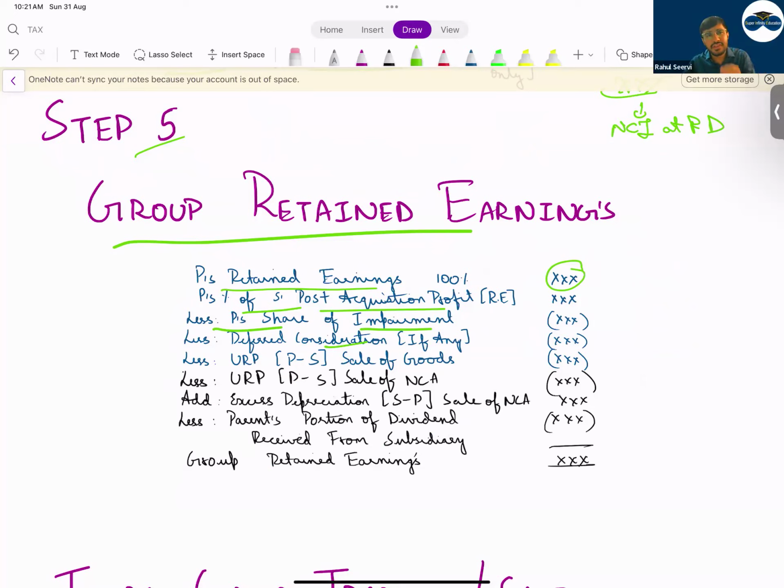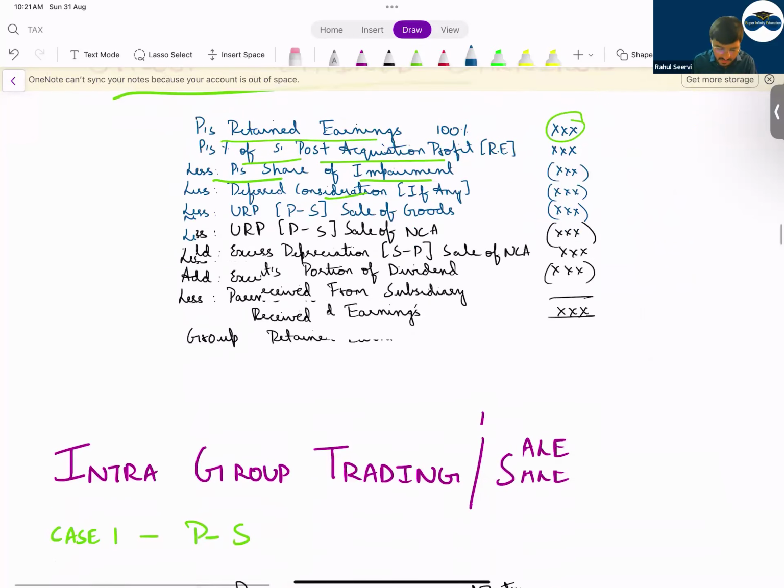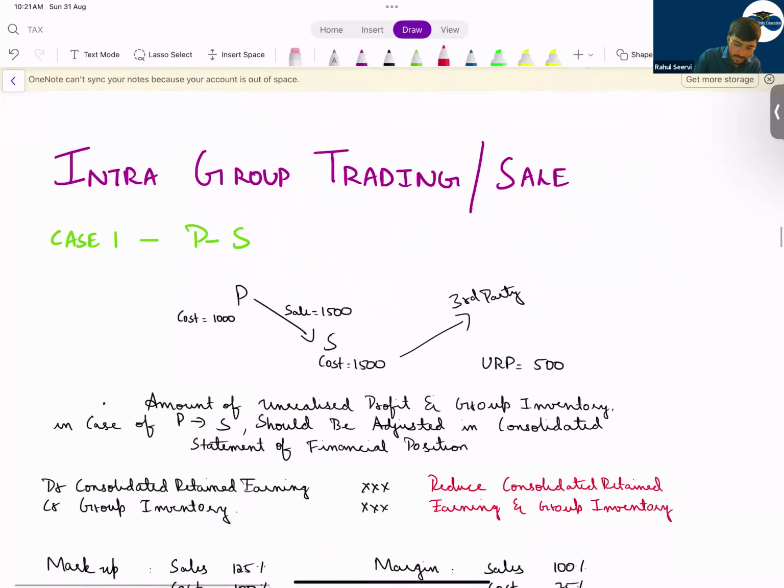I hope it's a very good revision. I'm doing each and everything in detail and mentioning what adjustments can come. I can't do questions, so it's better that we go with the revision flow and mention what mistakes you should avoid in the exam. So now coming to intra-group sales.